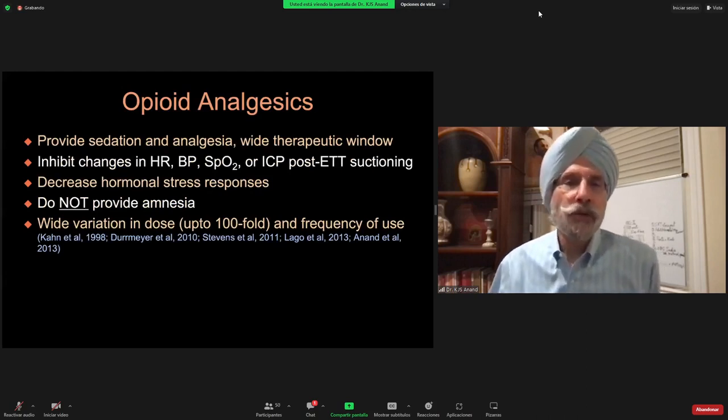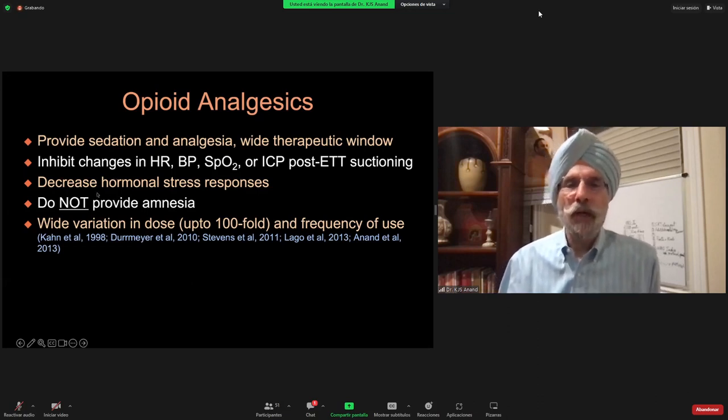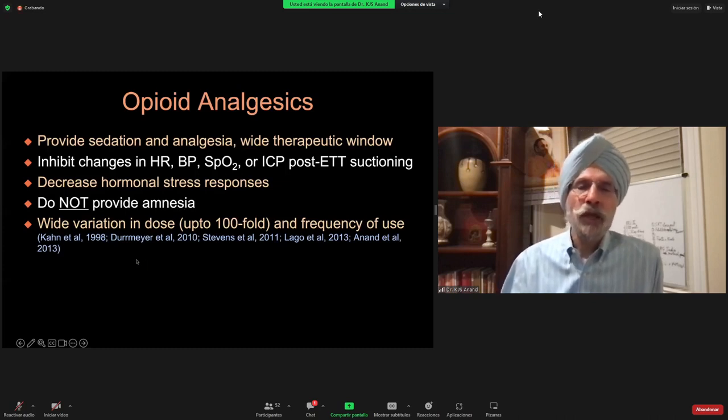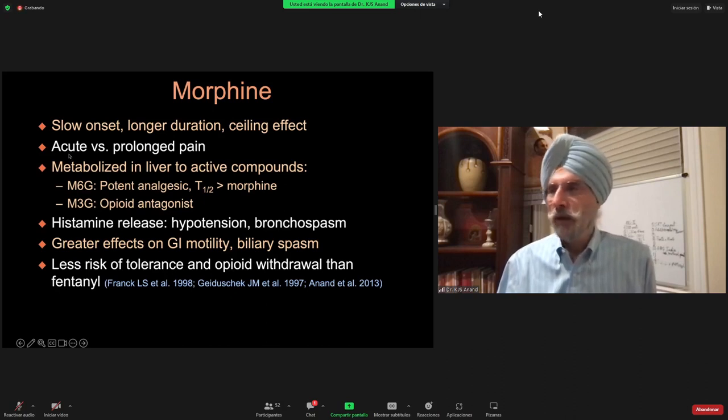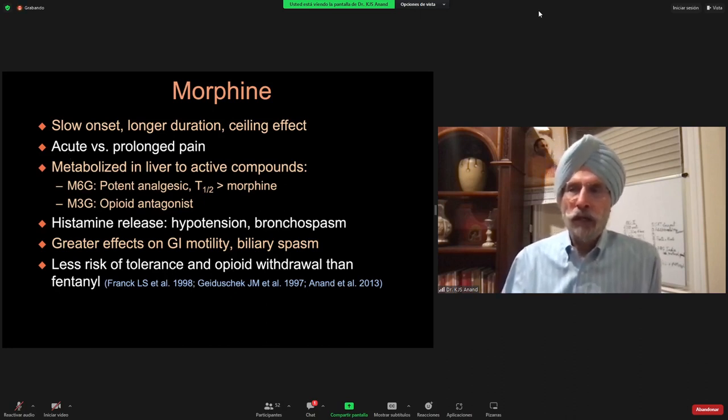And then coming to opioids, they're very popular because they have a wide therapeutic window. They inhibit changes in vital signs. They decrease hormonal stress responses, and there are huge variances in the dose and frequency of use in NICUs. Morphine is sort of the workhorse. It seems to not work in the setting of acute pain. There are a few studies, for procedural pain or endotracheal tube suctioning, where it did not seem to have any effect, but it works very well for postoperative pain or inflammatory pain, so some kind of prolonged pain.